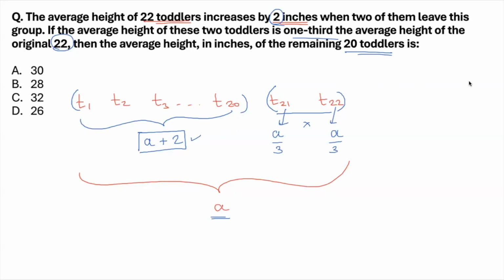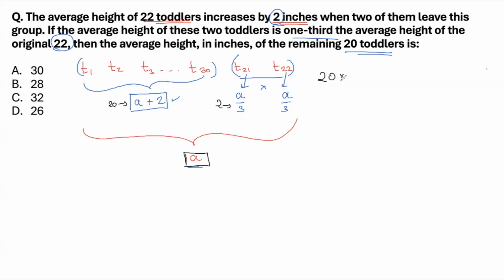So the first thing we can do is directly apply the concept of weighted average. 20 toddlers, their average is A plus 2. 2 toddlers, their average is A by 3, and the combined average is A. So (20 into (A plus 2) plus 2 into A by 3) divided by 22 is your average A. So equate this with A, and now we solve this equation with respect to A.